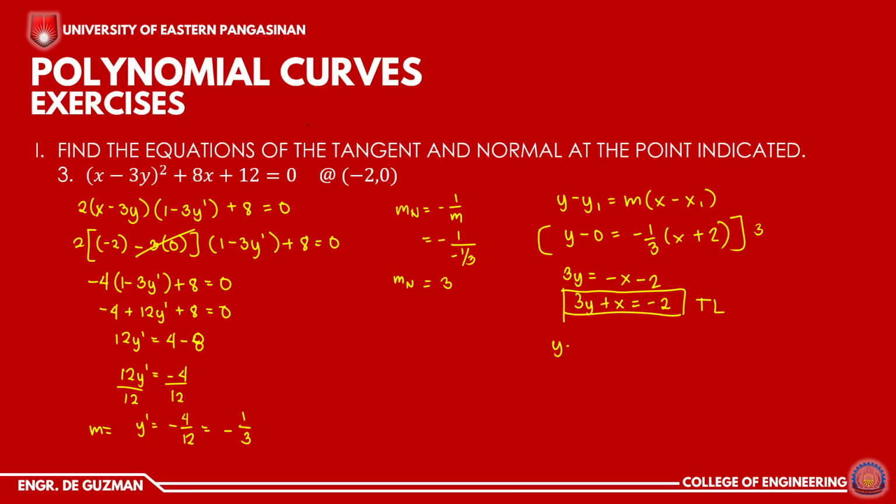So, for normal line, y minus y sub 1 is equals to mn times x minus x sub 1. Y minus 0 is equals to 3 times x plus 2. So, y is equals to 3x plus 6. So, y minus 3x equals 6. So, ito yung ating normal line.